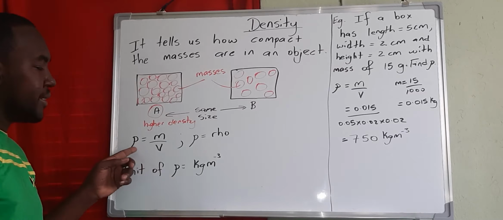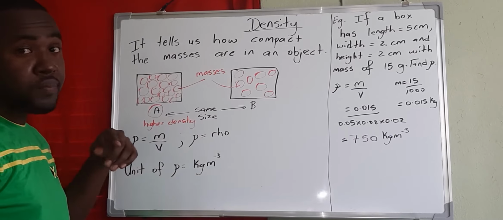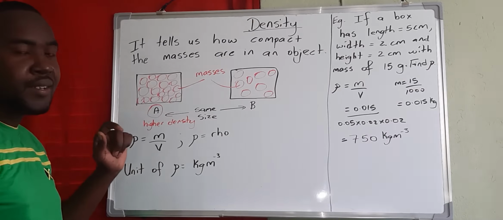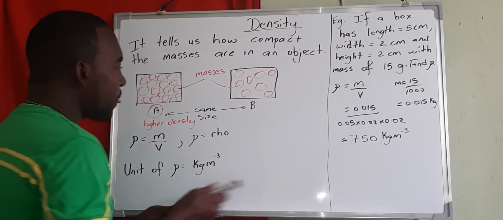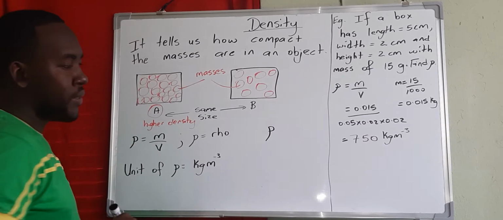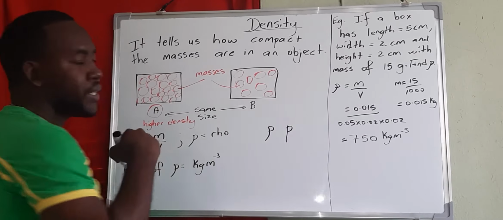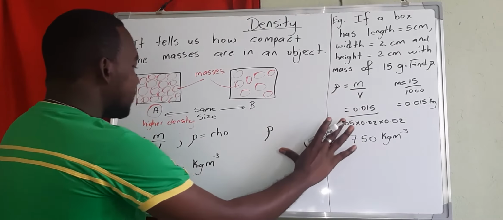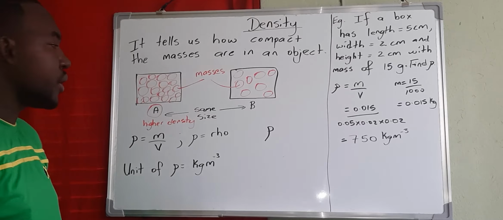So in this case, density is rho. It's not a P. It's a Greek symbol, that's rho. So it's a slanted P, not a straight P. This is something else. So it's a slanted P, which is equal to mass over the volume.